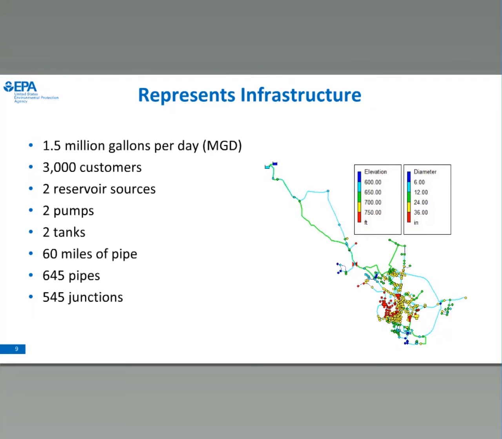In the image depicted on the right, you can see the distribution system network model, and we're highlighting the elevations of different locations in the model through different colors of feet, as well as the diameters of different pipes. You see the larger pipes are more transmission lines that are coming directly from the treatment plant.